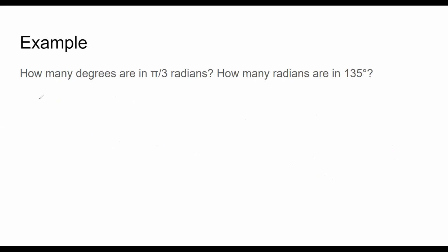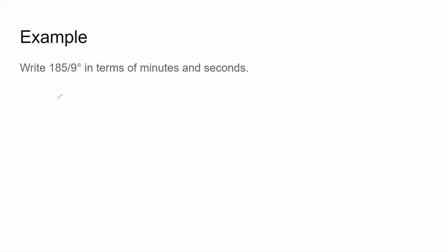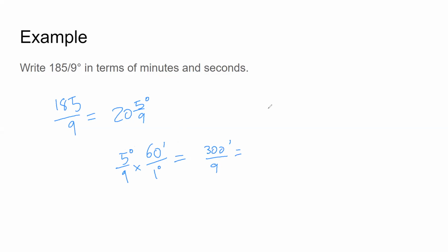So let's convert 185 over 9 degrees into minutes and seconds. 185 over 9 is the same thing as 20 and 5 ninths. So you have 20 and 5 ninths degrees. If we have 5 ninths of a degree and each degree is equal to 60 minutes, then we can convert this. So then we have 300 over 9, which is equal to 33.33 repeating minutes.